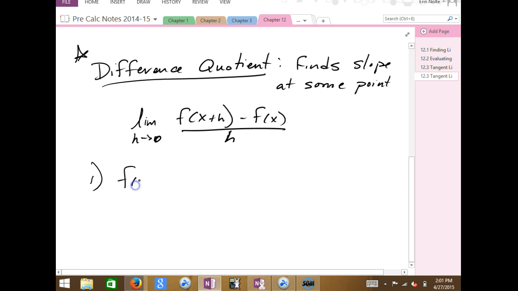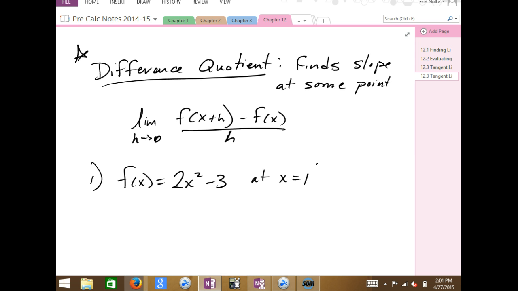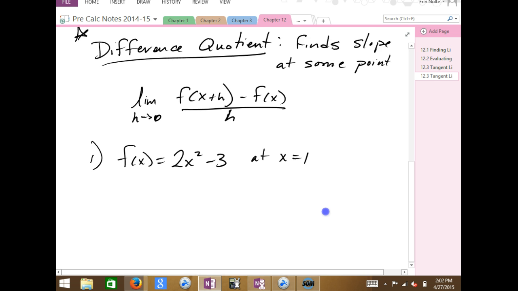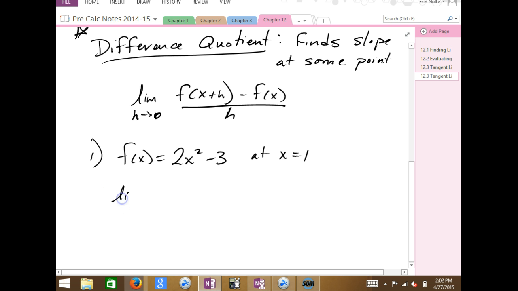Alright, so let's say we have some function, and it happens to be 2x squared minus 3. Wait, so h has to be approaching 0 for this to work? Yes, this is a definition. It cannot change. Okay, so let's say they're going to ask us to find the slope of this function at specifically x equals 1. Okay, so I'm going to ignore the x equals 1 part, and I'm going to take the function and do the difference quotient with it. Okay, so I'm going to do the limit as h approaches 0.